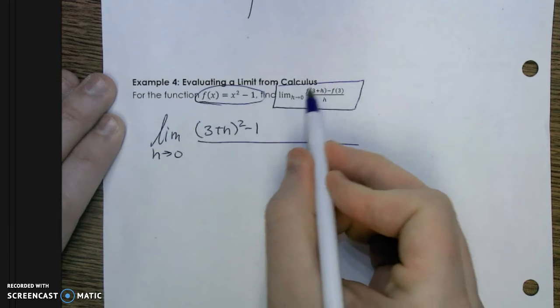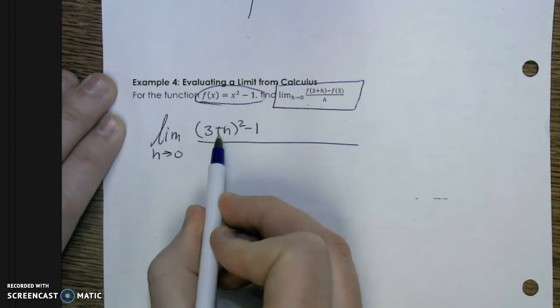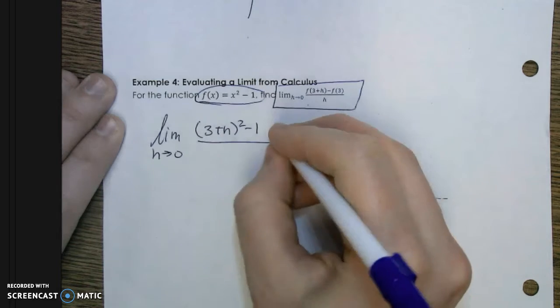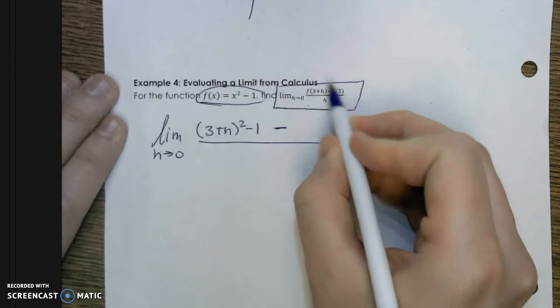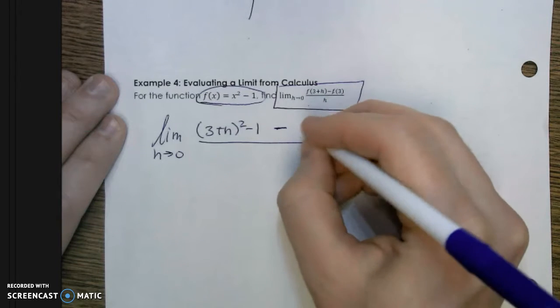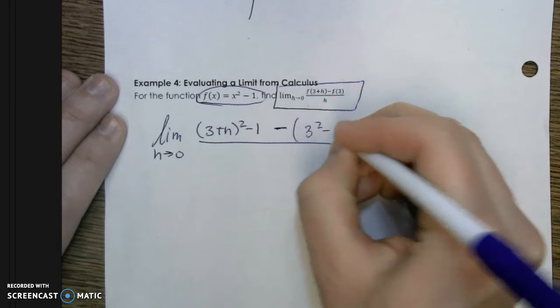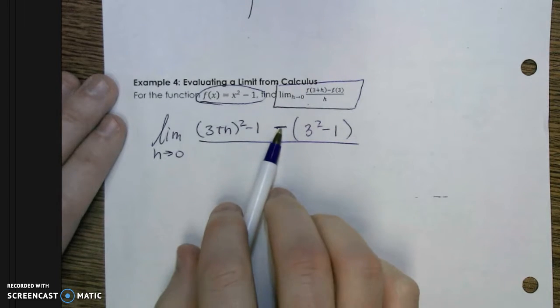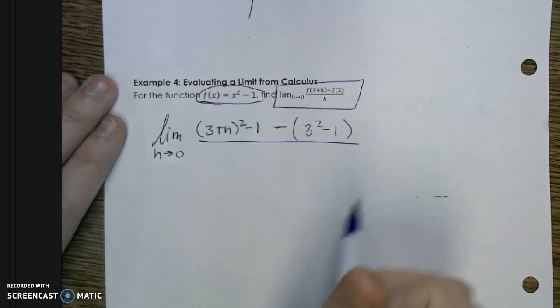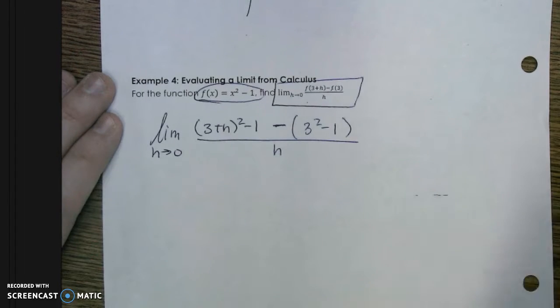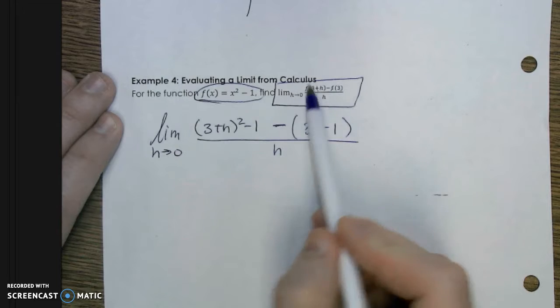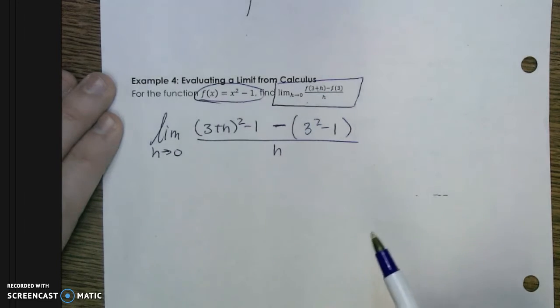So I plugged in 3 plus h for the x value. Then it says minus, so put a big minus, f of 3. So now they want me to plug 3 into the function. So I'm going to plug in 3. Put parentheses around it because when you subtract, you have to distribute. And it says all over h, so put all over h. So make sure you can read this and know how to fill it in like I just did.